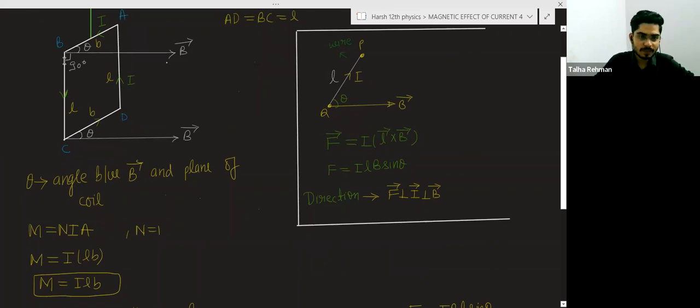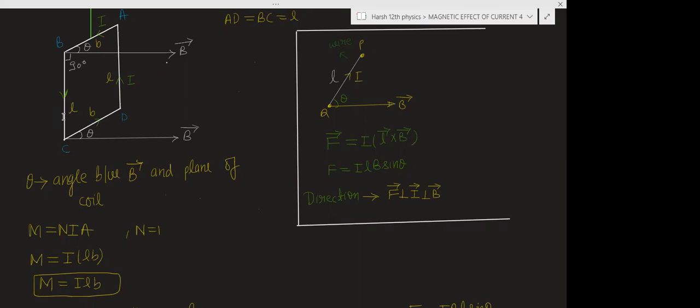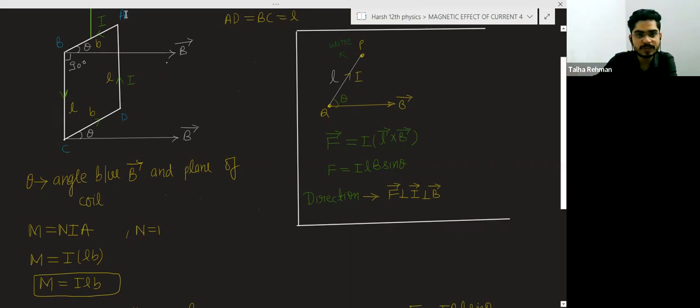And now we will find the direction of the force on this wire BC. What will you do? Point your finger along the direction of the current, and then curl your finger towards the magnetic field. The magnetic field is along the x-axis. The current is in the downward direction, so your current is in the negative y-axis. So your thumb will point towards me. Towards me means outwards, like something coming from the screen. So the force on this wire BC will be outwards.